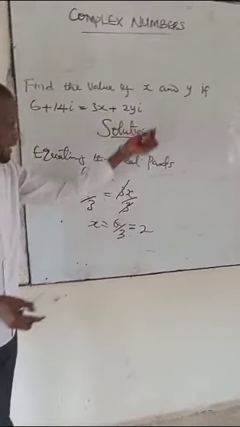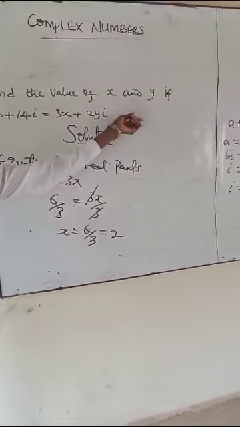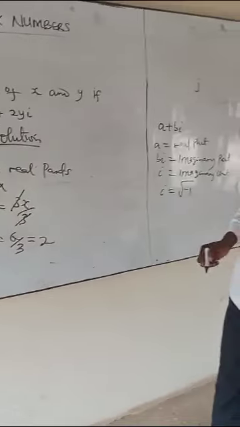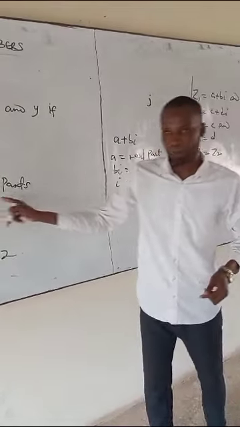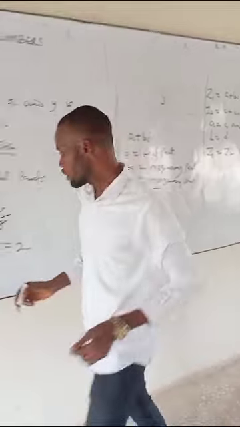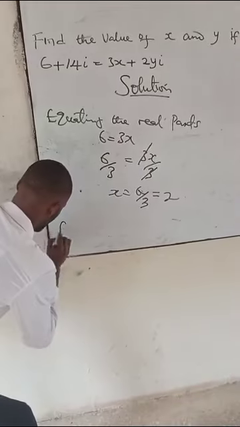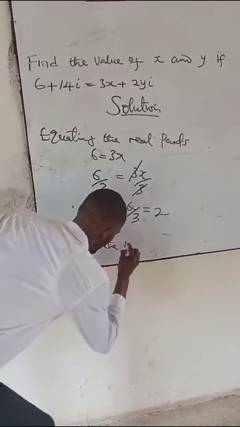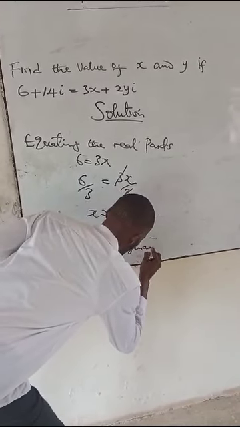Then for us to get y, because we are asked to find x and y, it means we are going to equate the imaginary parts as we equated the real parts. Let us now equate the imaginary parts to get y. To do this, we say equating the imaginary parts.